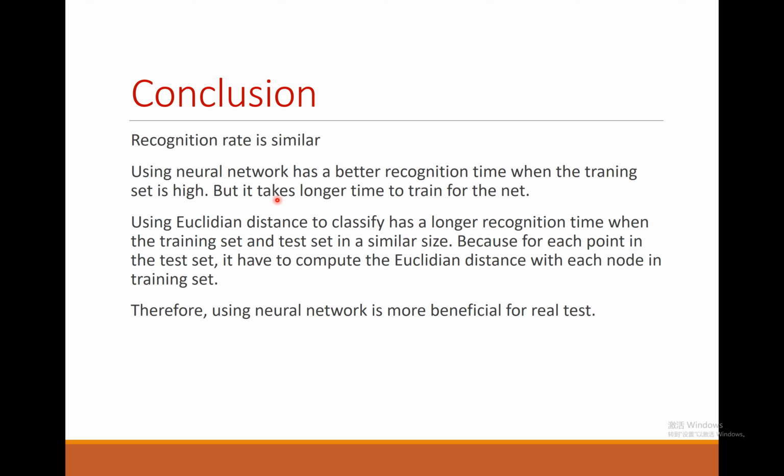Therefore, using a neural network has a better recognition time than the Euclidean distance method, and it can also distinguish a new person's image from the existing classes. Therefore, using a neural network is more beneficial for real tests.